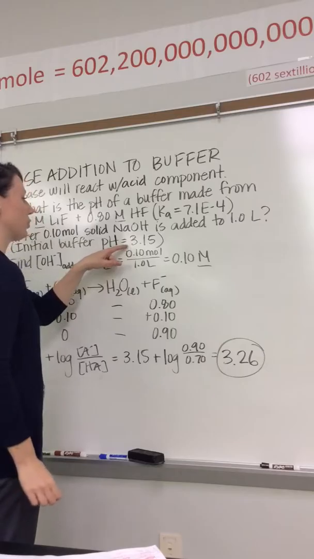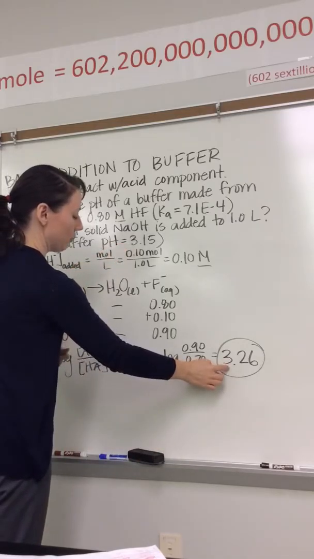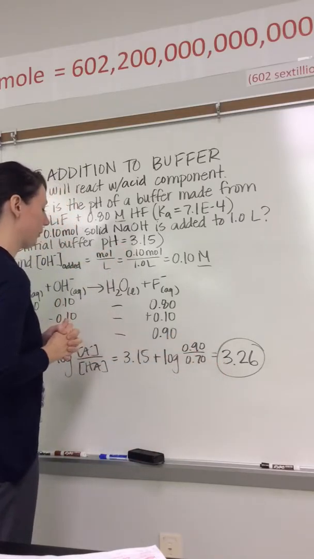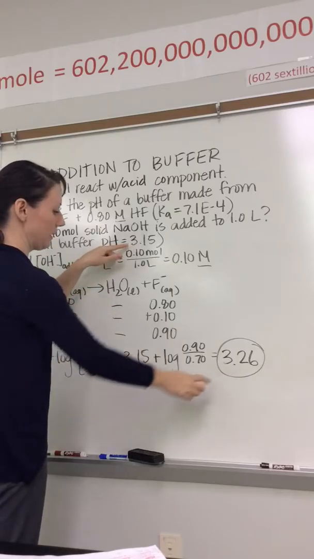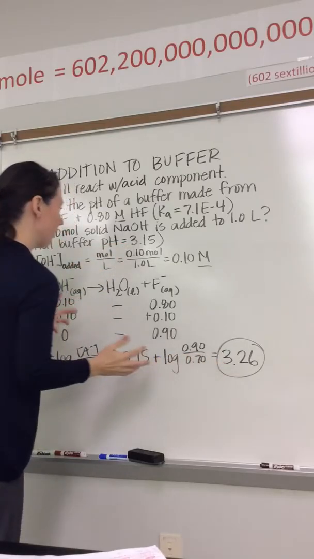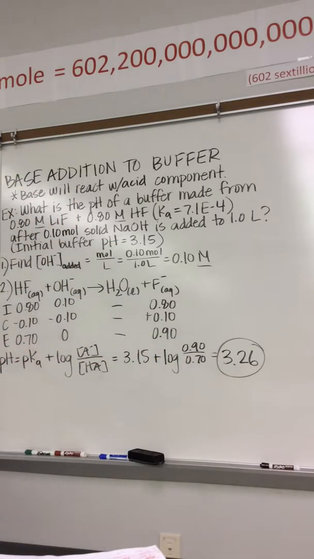The initial pH was 3.15. It went up to 3.26, which is what we would expect from adding a base. But that change in pH was very minimal, which will lead us to conclude that this is an effective buffer.